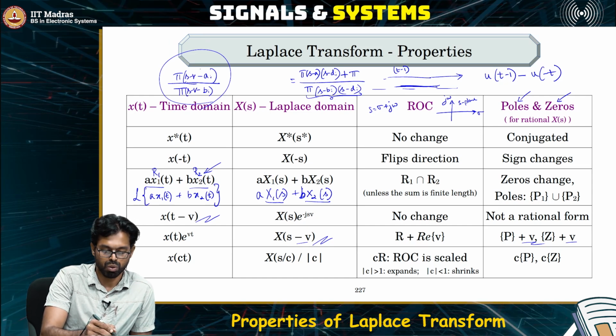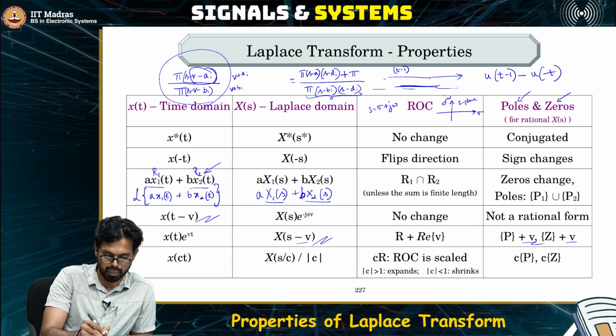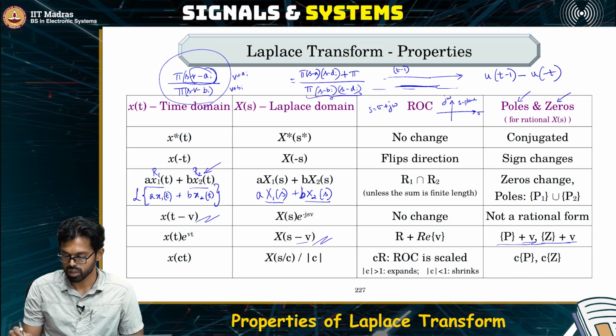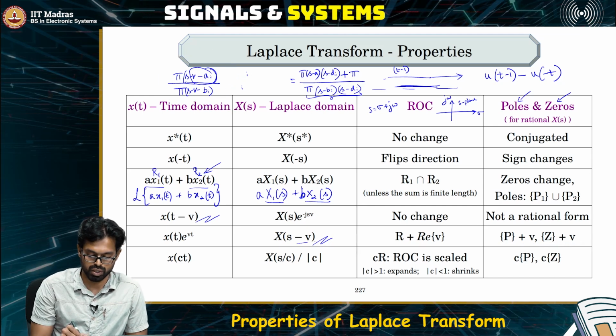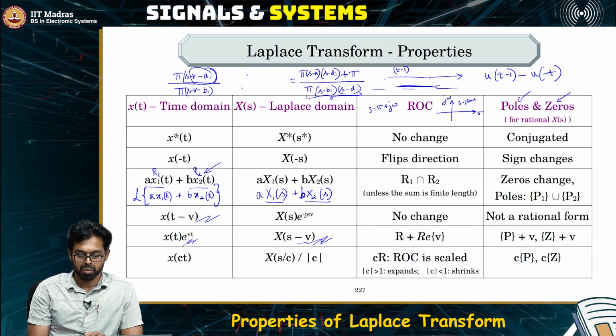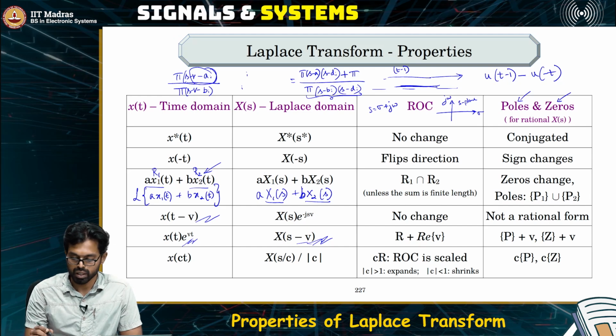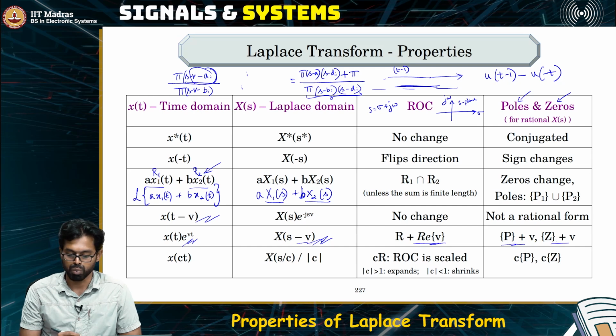So, the new zeros would be V plus a_i and V plus b_i. So, the poles and zeros, you just simply shift them by the same amount that the Laplace transform was shifted. So, when you shift in the Laplace domain, in the time domain there is a multiplication with an exponential which results in the shift in the ROC and also a shift in the poles and zeros.